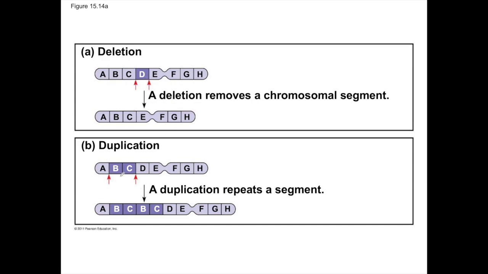Or you can have a piece of the chromosome that you make an extra copy of. That's called a duplication. You've duplicated part of the chromosome, so you have two copies of the B and C section. Again, that can cause problems. Why? Because you need to have the correct number of copies of your genes. For example, having three copies of all the genes on chromosome 21 causes Down syndrome. Well, here we have three copies of all of these genes because there's two copies here plus one copy on the other homologous chromosome.